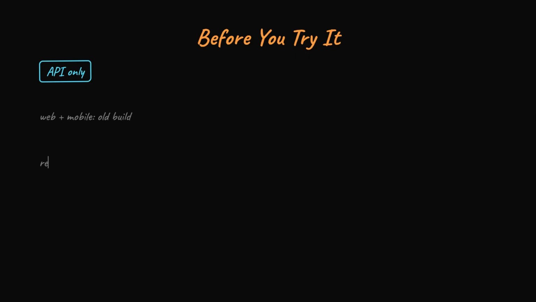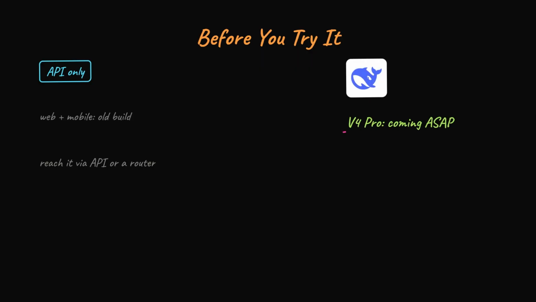The upgrade is API only right now. The web app and the mobile app are still running the old setup, so you have to go through the API or a router to touch the new build. The old DeepSeek chat and DeepSeek Reasoner model names died on July 24th, so any legacy pipeline still pointing at those is already broken. And DeepSeek says the official V4 Pro is coming as soon as possible, which based on the pattern here is the release I'm actually waiting for.